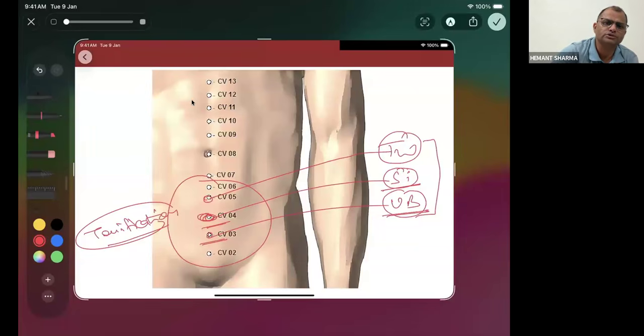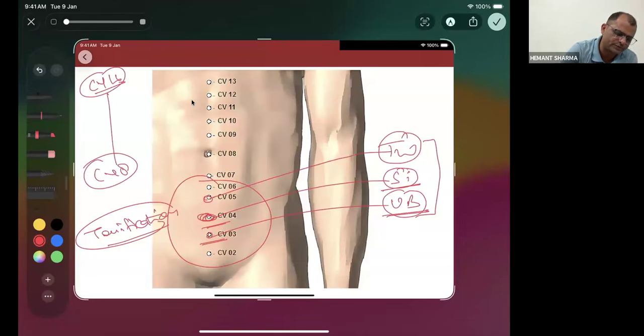So now make one image from the navel to the sternum bone. It means I am telling you to write down the points from CV8 to CV16. Make the image and send it in the group.